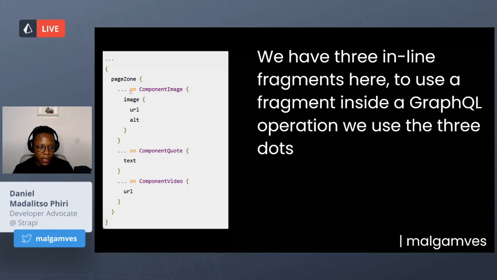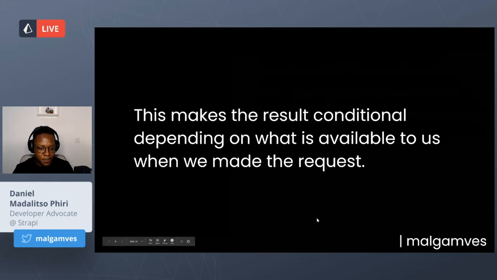So in our query, what we're doing is really just explicitly mentioning that if we receive a component image type, we should return the fields that it contains. And we do the same thing for the quote. We return the field that it contains, and we do the same thing for the video. So this is how our query is formatted. We use the 3 dots because we're dealing with fragments, and we use the on keyword because we're sort of chancing it, I like to say, for lack of a better term.